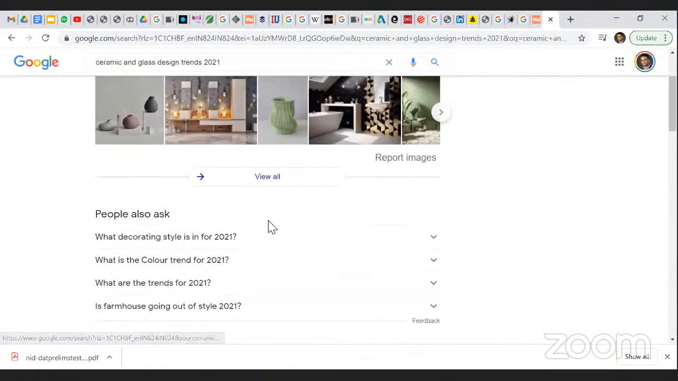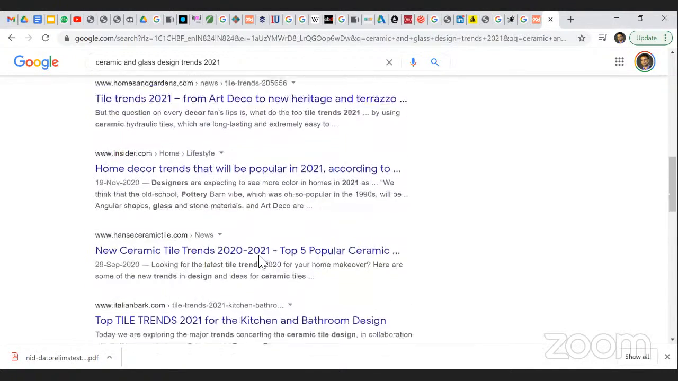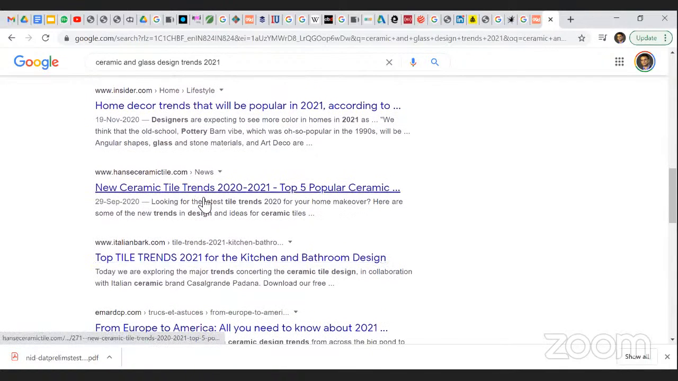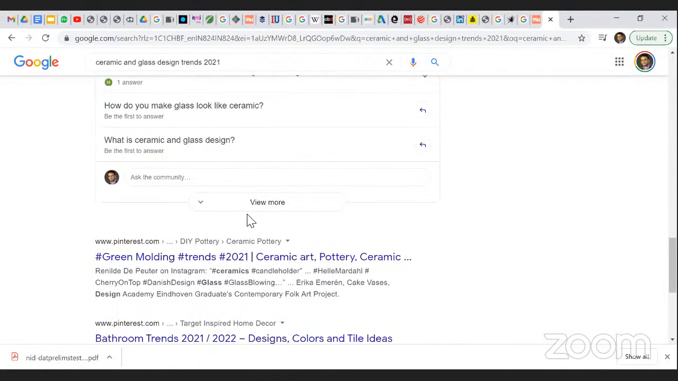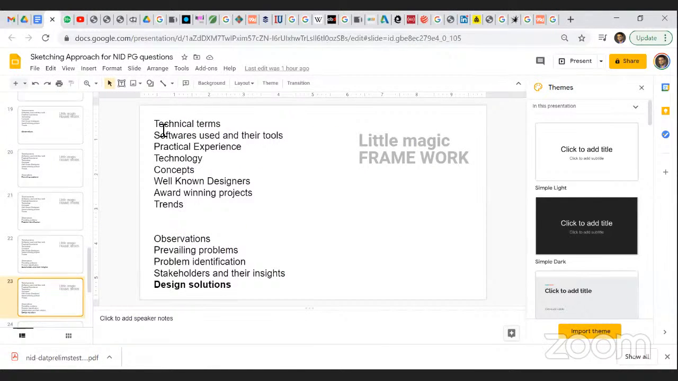So, new trends in design and ideas for ceramic tiles in 2021, decor and design trends in 2021. These are the sources for you, to help you understand where the industry is going and what kind of direction people are going into. It's a very simple, straightforward search. Pick these terms, add your design discipline in front of it, and do a search and enjoy. There's plenty of fantastic information that you get through Google.